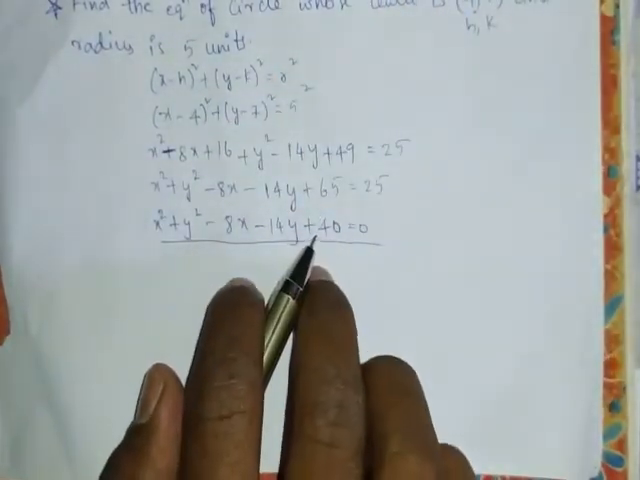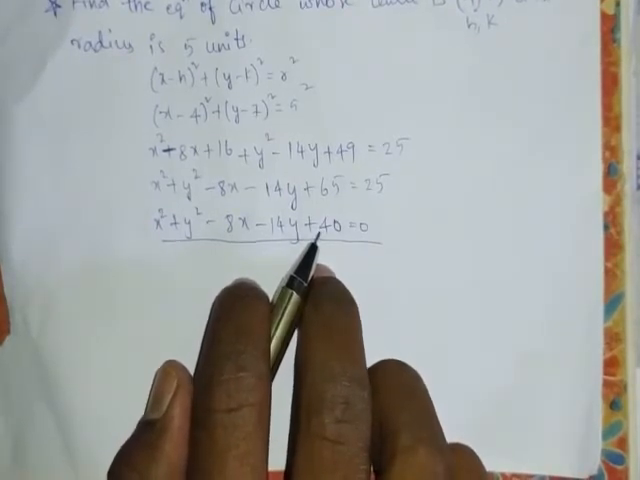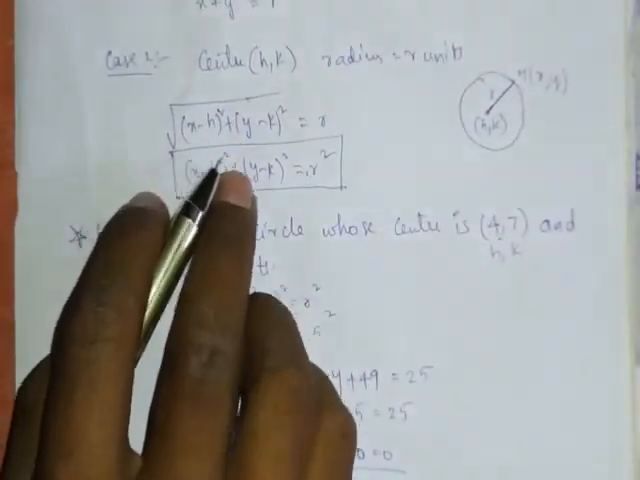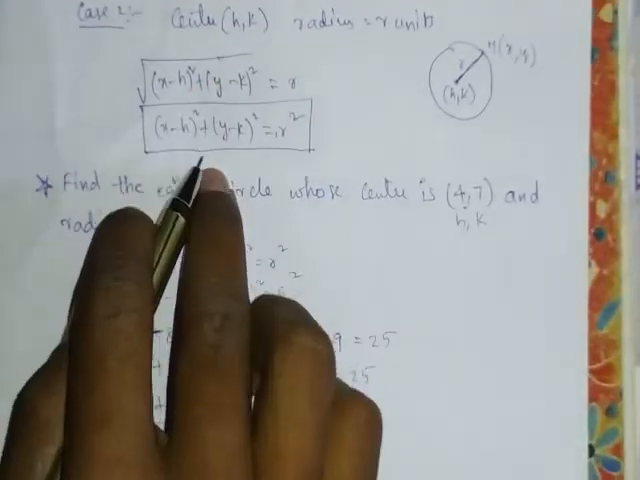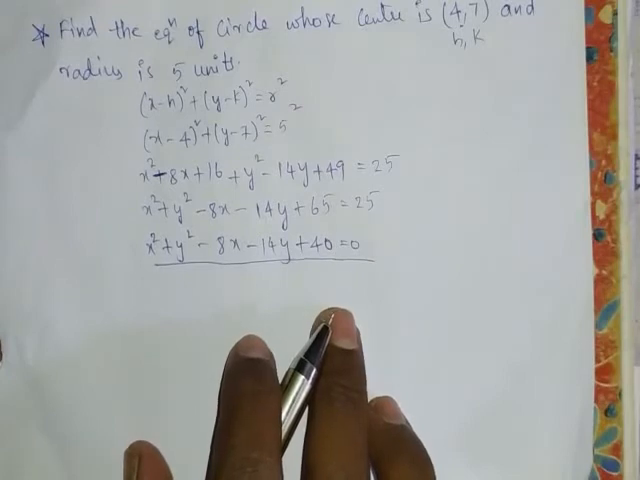Like this we can find the equation of the circle, and if it is centered, then simply we can apply this formula: x square plus y square is equal to r square. This one we can apply, otherwise we can apply this formula. This is just the basic question that we can do.